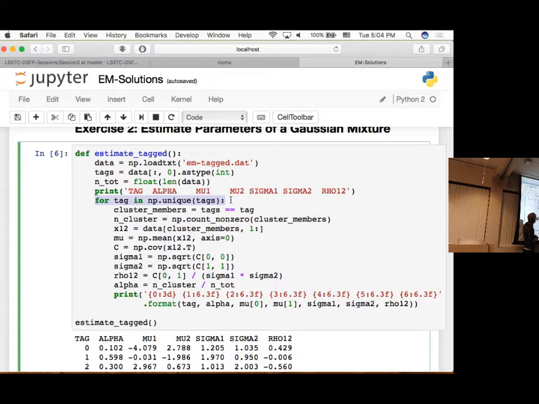And then here, this is a 2x2 matrix, and now I pull out the two sigmas and the rho. And then finally, the alpha, that's one of the parameters we have to estimate. For that, we just take how many dots were in that cluster divided by the total number. So that gives us the alphas there.